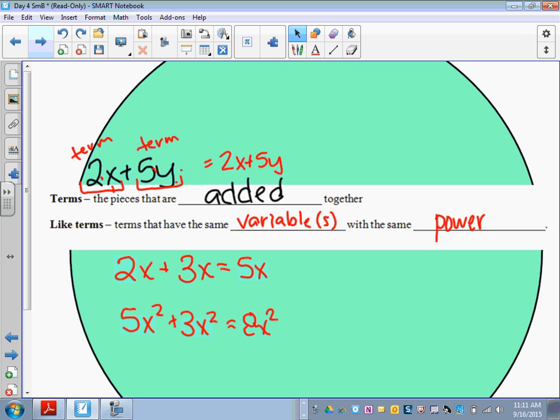So we've actually been combining like terms all along, without formally calling it that. So it has to have the same variable, the same power, in order to be able to add it together.